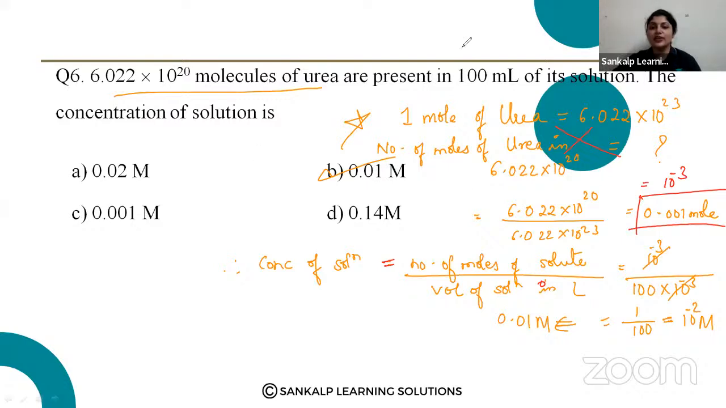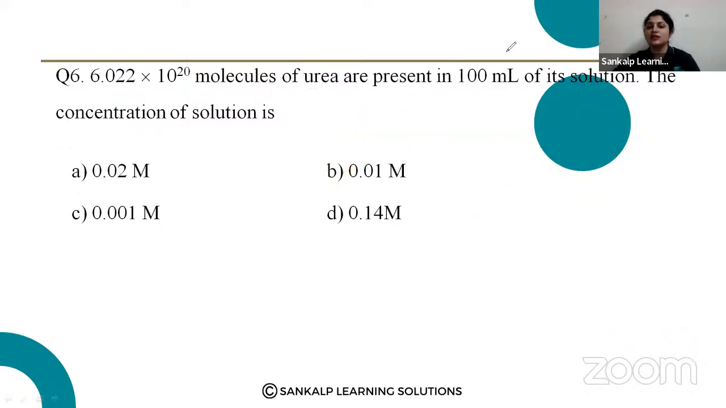So this is the way you are going to solve this particular question to find the concentration of solution. Whenever they ask how to find the concentration of solution, the formula is the number of moles of solute divided by the volume of solution in liters. This is the way of solving this question.